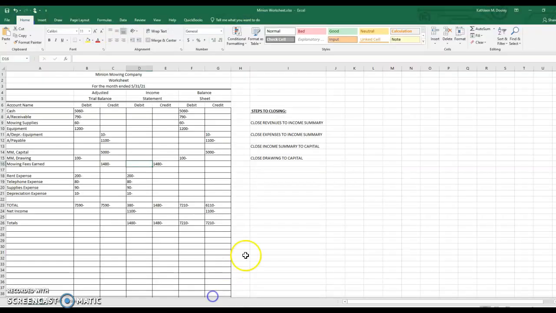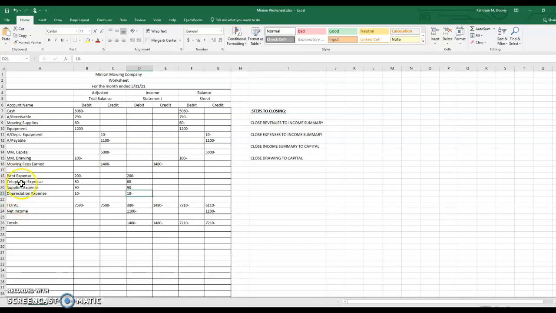Okay, we go next. Our second step is to close expenses to income summary. So here's all our expenses. We have 4 expenses in this case. Of course, expense balances are all debit and ours are all debit. Okay, so that's good. So what are we going to do to close them? We have to do the opposite of what they already are. They're all debit balances, so I'm going to need to credit all of these expenses to be able to zero them out.